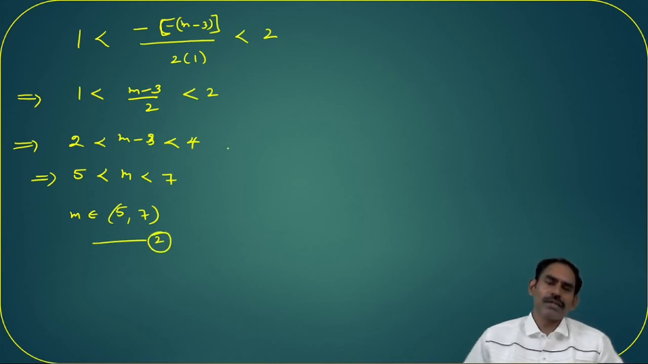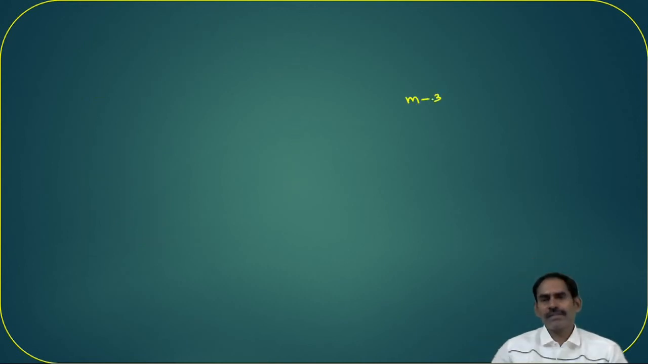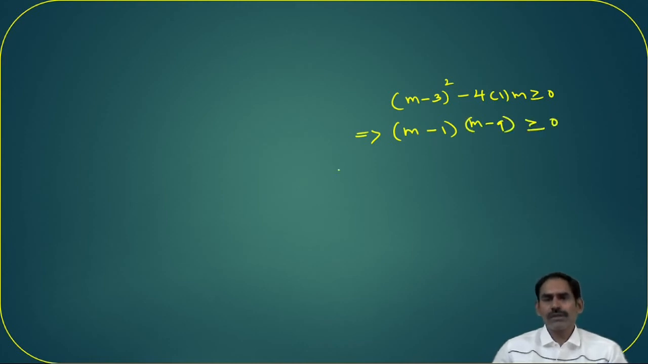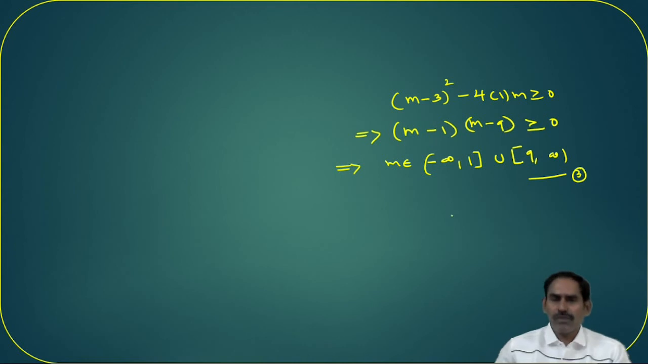Next, condition number 3, discriminant is again greater than or equal to 0. M minus 3 whole square minus 4a, which is 1, into m greater than or equal to 0. That implies we'll get m minus 1 into m minus 9 greater than or equal to 0. That implies m belongs to minus infinity to 1 union 9 to plus infinity. This is number 3.